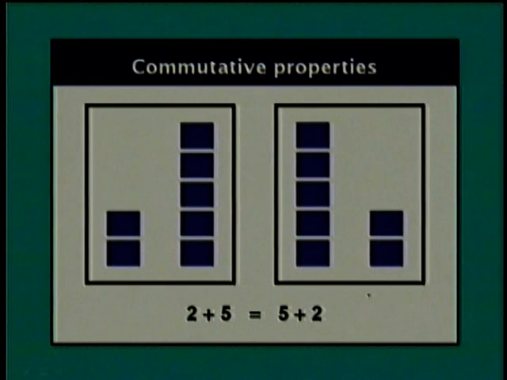This would be true no matter what the 2 numbers in the sum were. If 2 was any number, let's call it A, and 5 was any number, let's call it B, then A plus B would equal B plus A.